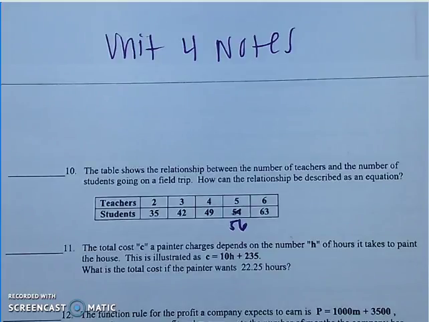In this video, we're going to go through some questions to review our notes for Unit 4. If you would go ahead on number 10, change that 54 into a 56. And if we're reading it, it says that this table is showing the relationship between the number of teachers and students going on a field trip. How can you represent the relationship described as an equation?